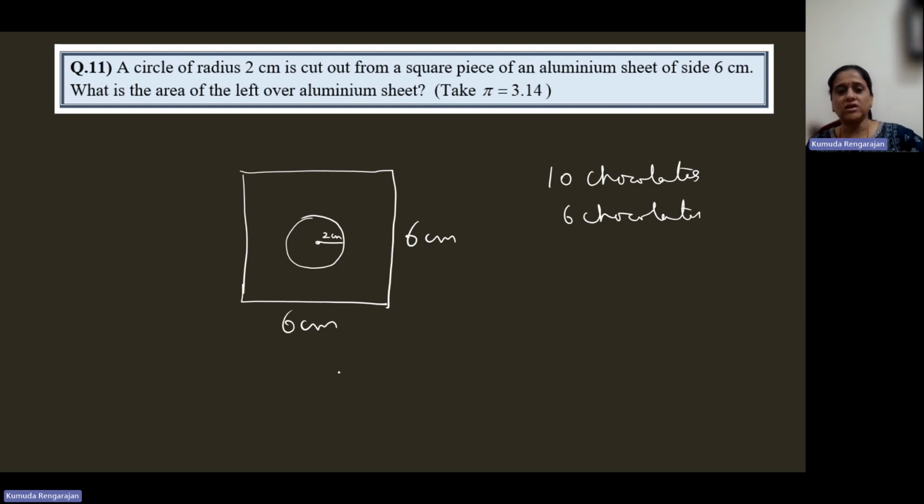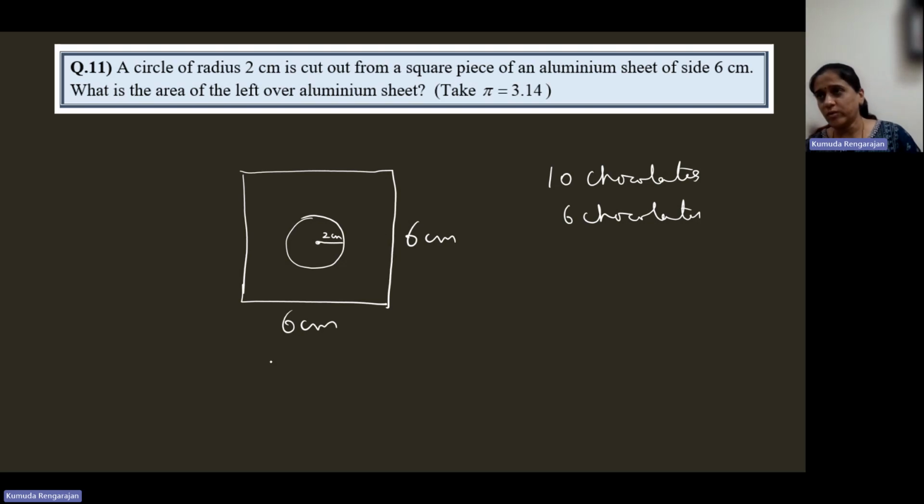So here, like 10 chocolates, what is the full thing? The square. The square is the full thing. From the square, what are you removing? Like you're eating 6 chocolates. So what are you removing? The area of the circle. So what is remaining? Like 10 minus 6, 4 is remaining. Here, square minus circle is remaining.